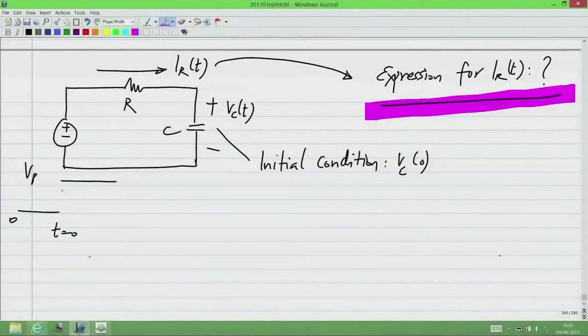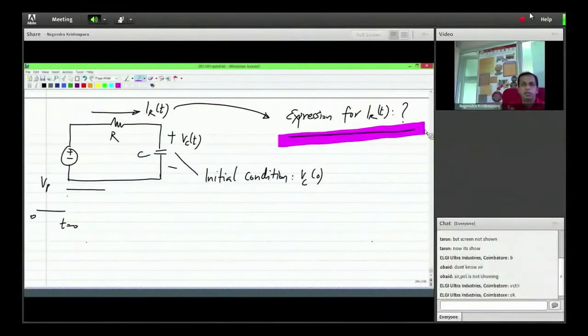Obviously, one way to find the current is to find the voltage across the resistor and divide it by R. Alternatively, you recognize that the current through the resistor is the same as the capacitor current, and if you know the capacitor voltage, you should be able to calculate the capacitor current. Okay, you can do it either way.